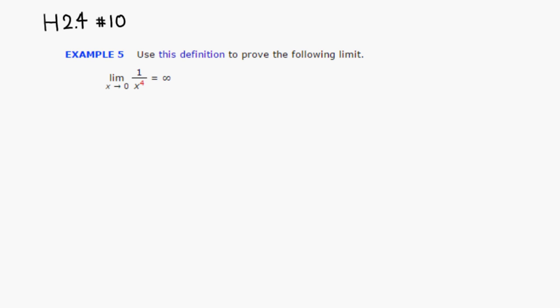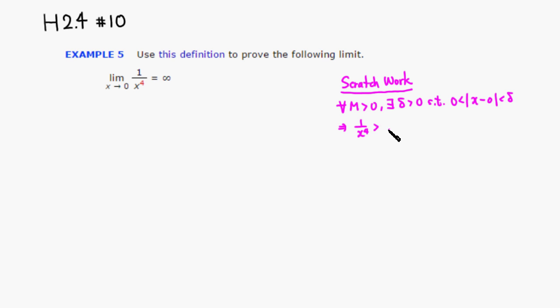Alright, here's our scratch work as usual. So let's see, the definition is for all M, there exists a corresponding delta positive, such that as long as the distance between x and 0 is between 0 and delta, it implies that the function, which is 1 over x to the fourth, is greater than M.